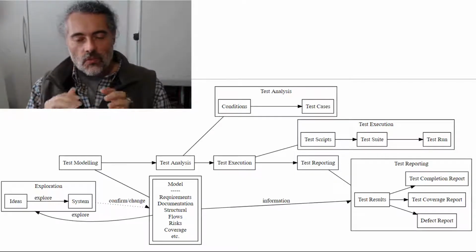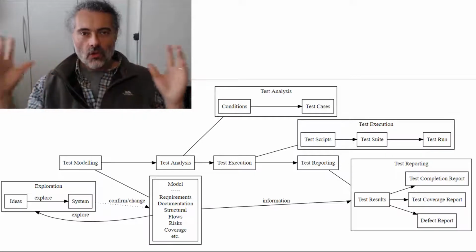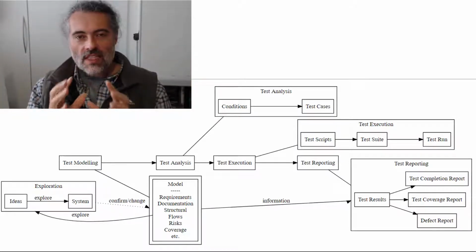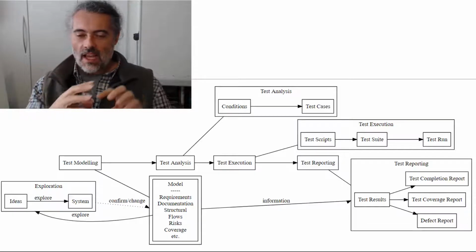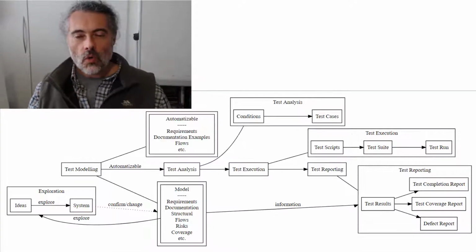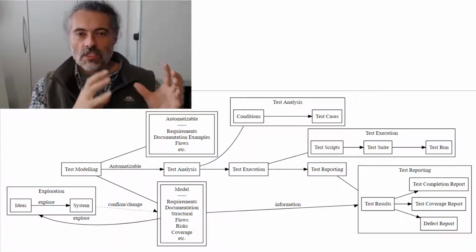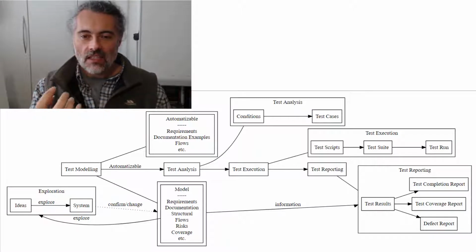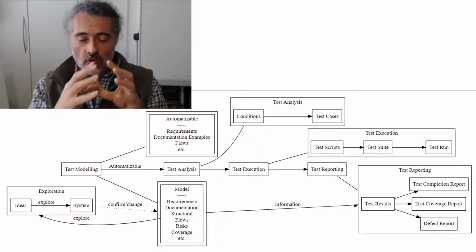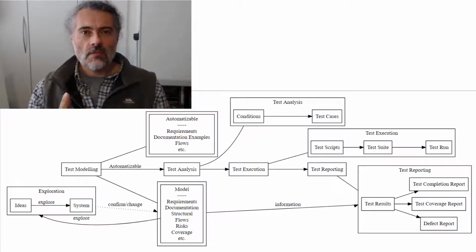But then if we still want to automate a lot of this, because we've got a lot of work to do and we don't want to continually do this stuff all the time, what does that mean? We're not really automating that ad hoc modeling exploration process. What we're doing is coming up with a smaller model, a subset of our model that we can automate, something that is automatizable. We're looking through that model, and chances are it's requirements, documentation, examples, flows.